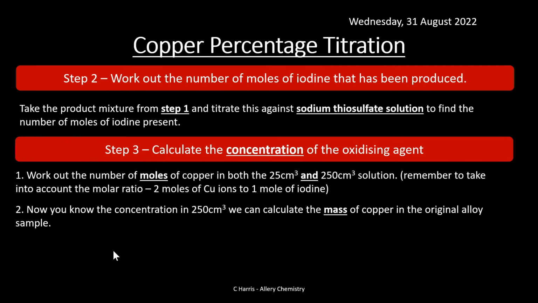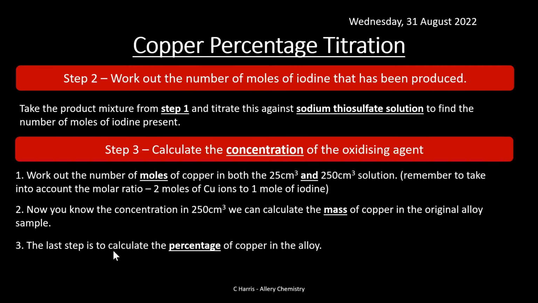Now we know the concentration in 250 centimeters cubed, we can calculate the mass of copper in the original alloy sample. And then the last step is to calculate the percentage copper in the alloy completely. Okay, so let's have a look.